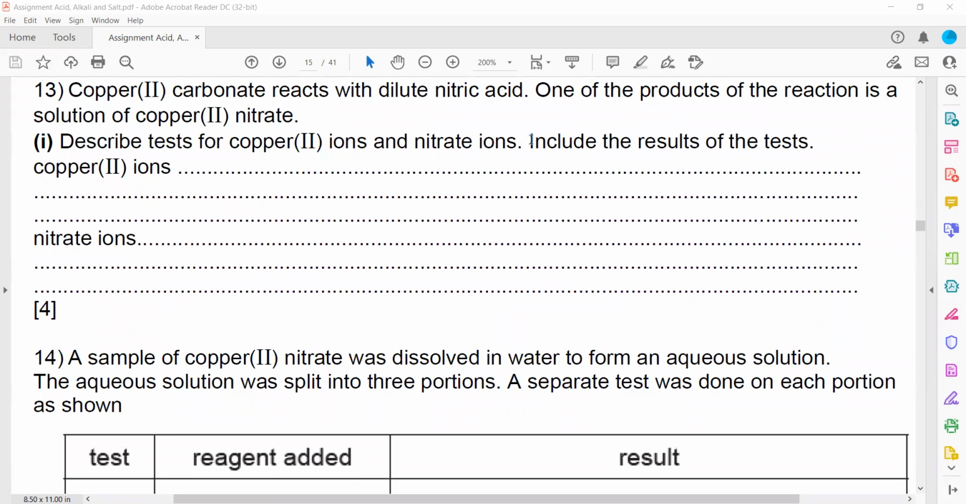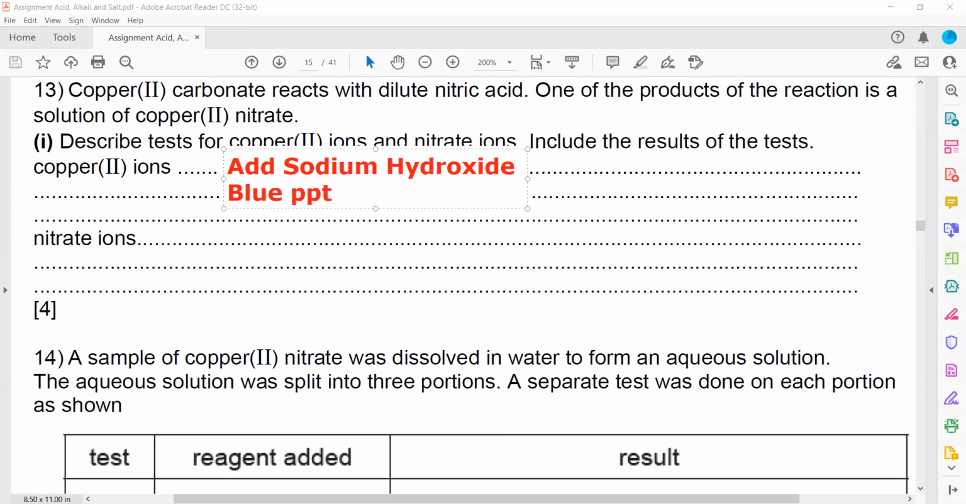Describe a test for copper ion and include the result. If you want to identify which positive ion is there, we can add aqueous ammonia or sodium hydroxide. To test the copper ion, because it's a positive ion, we add aqueous sodium hydroxide. It will give a blue precipitate. You have to learn that table, the test for the ion. So when you add sodium hydroxide, it will give a blue precipitate.